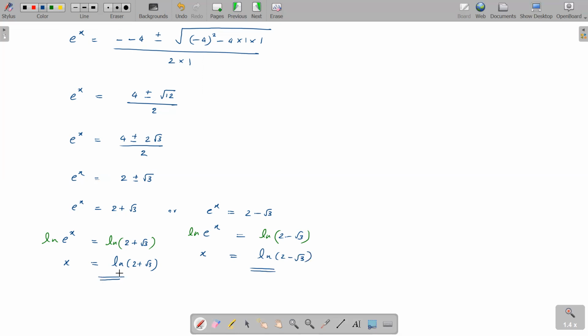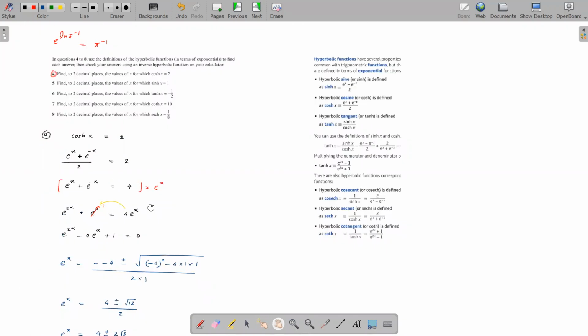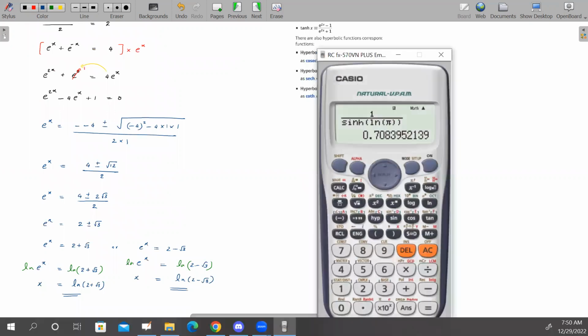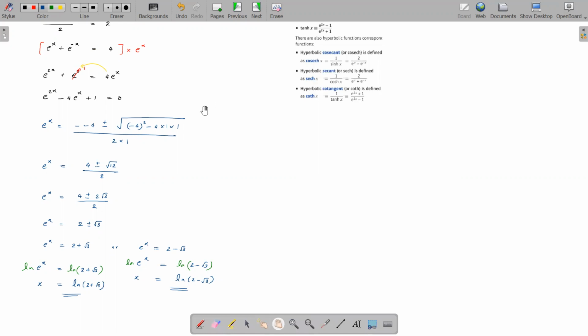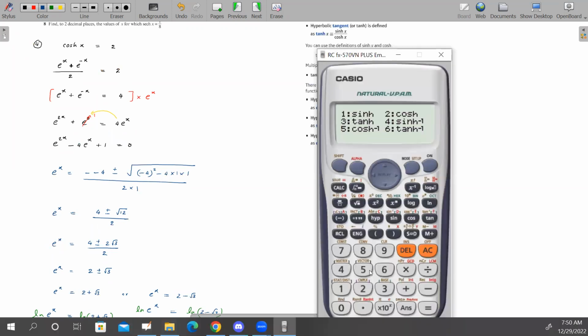All right, guys. So this is the answer we got by working through it manually. So let's try to get the answer from the calculator as well. So I have here hyperbolic, and you can go for cosh inverse. Can you see, guys? We're trying to get the value of cosh inverse of 2, right? So cosh x is 2, which means x is cosh inverse of 2. All right, guys. So cosh inverse, that's number 5, cosh inverse of 2. Okay, guys. And we get the answer here.